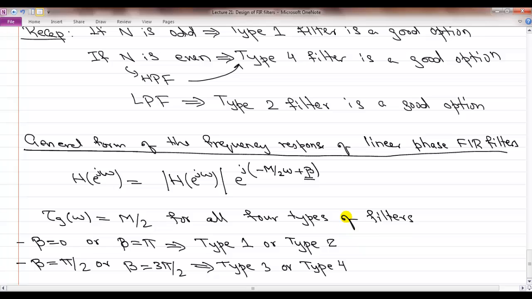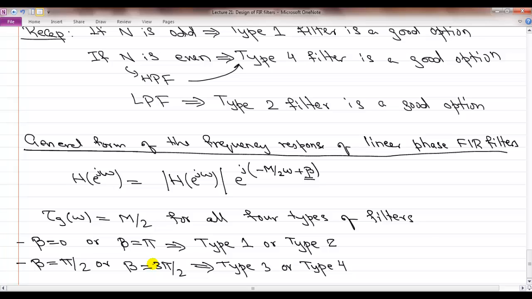So basically, using the length of the filter, you reduce the 4 filters to 2, and then determine based upon whether your phase response has the intercept at 0 or pi versus pi by 2 or 3 pi by 2, whether it's type 1 or 3 versus type 2 or 4. Okay, so you can determine the type of the filter either on the length and shape of the impulse response or on the length and the phase response.